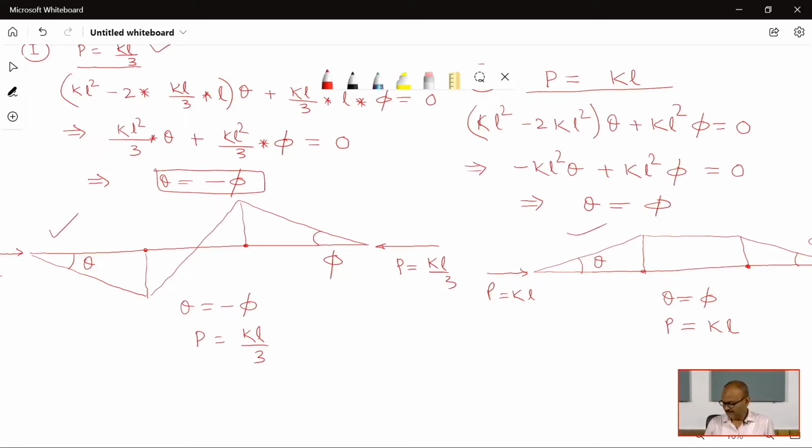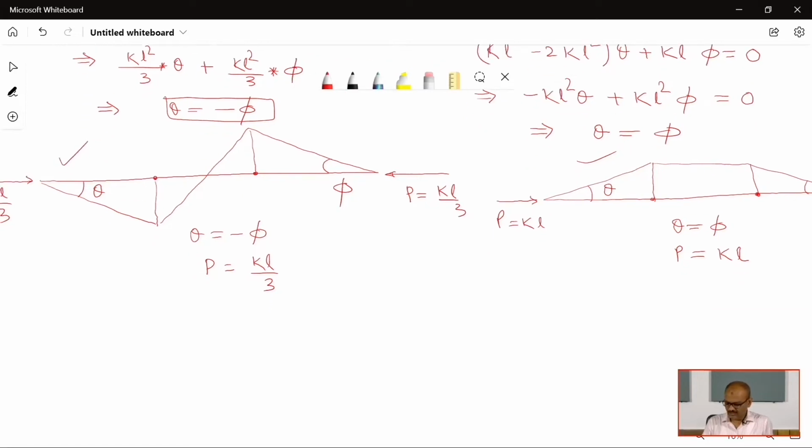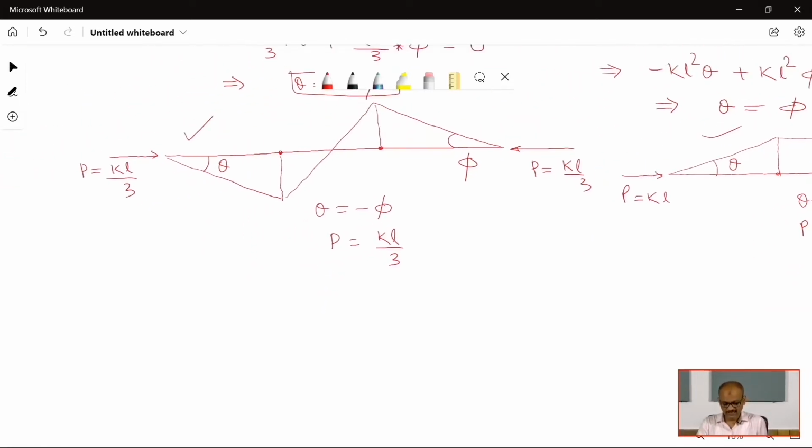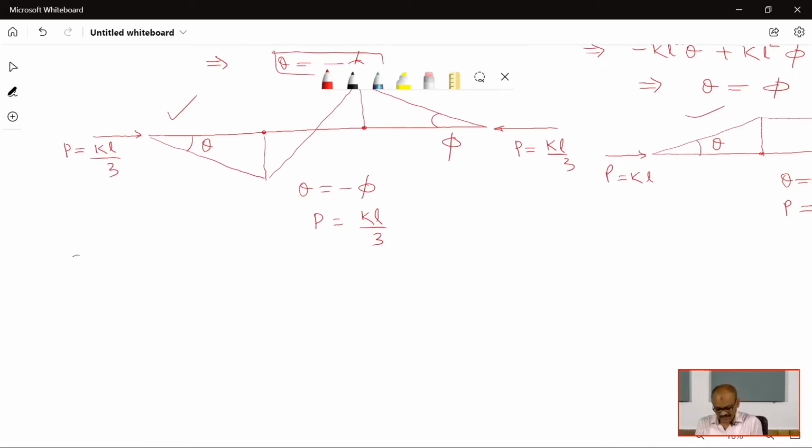So, corresponding to 2 loads, this 2 degree of freedom system will undergo 2 different modes of buckling. For finding the characteristic of equilibrium, we will have to go for second variation of the total potential energy. Then let us find the characteristic of equilibrium.